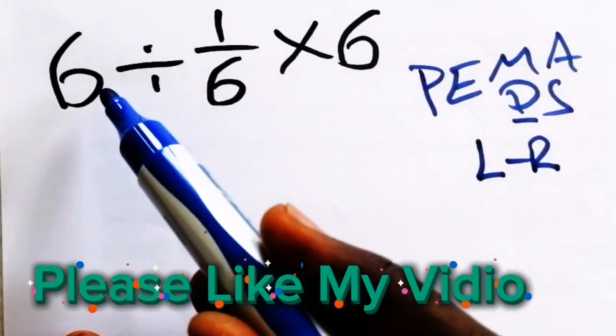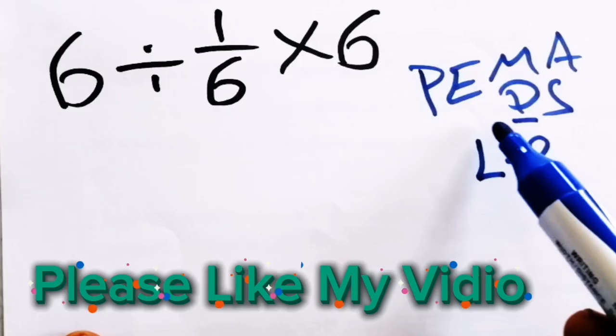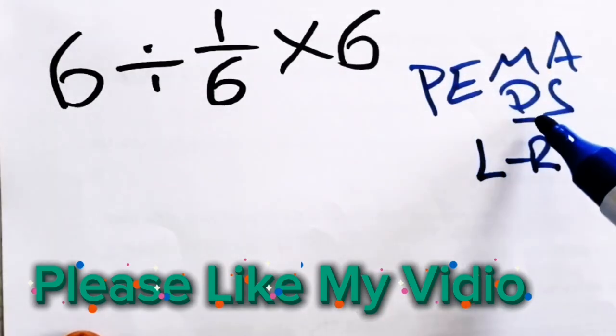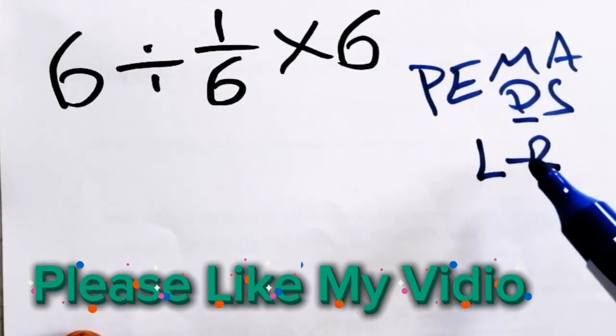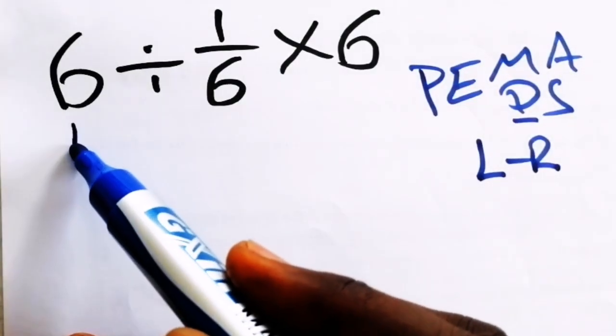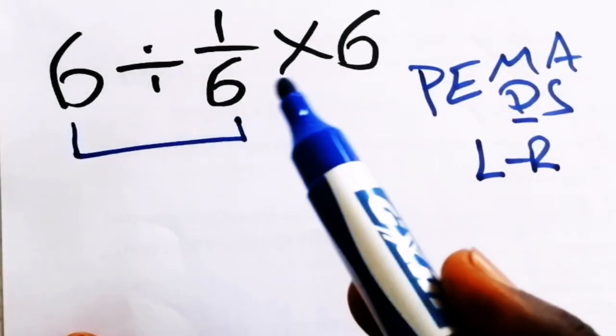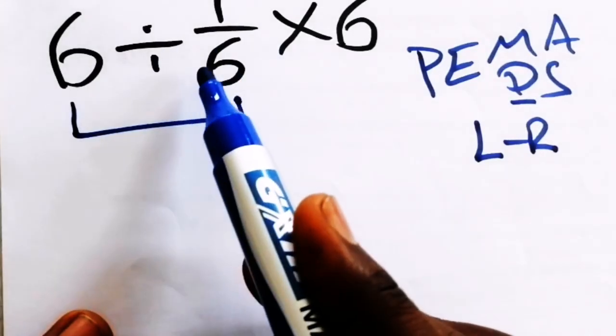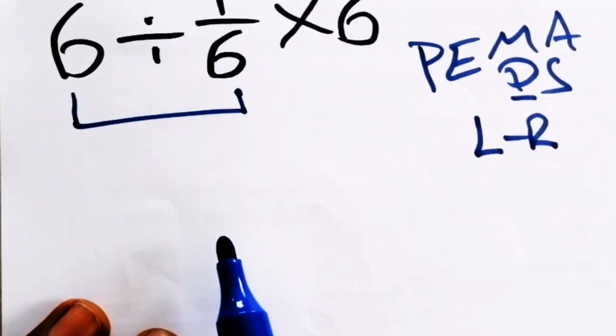In this expression, there is a division and a multiplication. So as I have told you, multiplication and division have equal priority, so work from left to right. Therefore, in this case, we have to divide this number first, okay? Because it's found on the left of this multiplication.